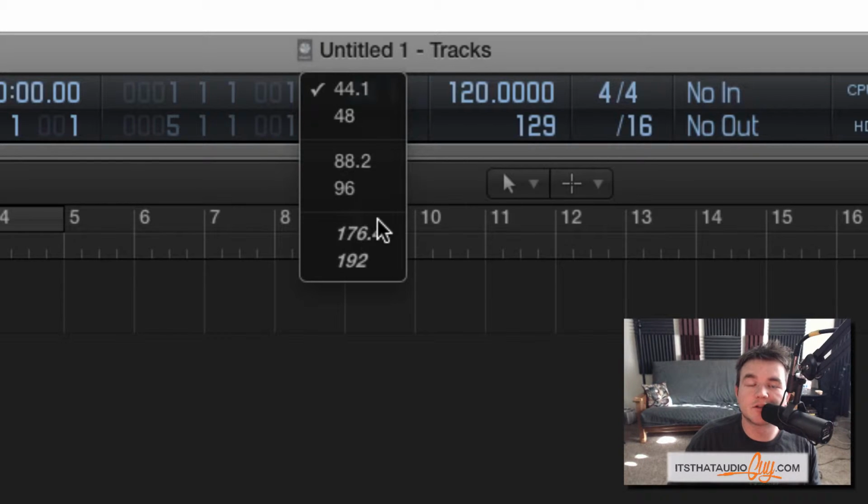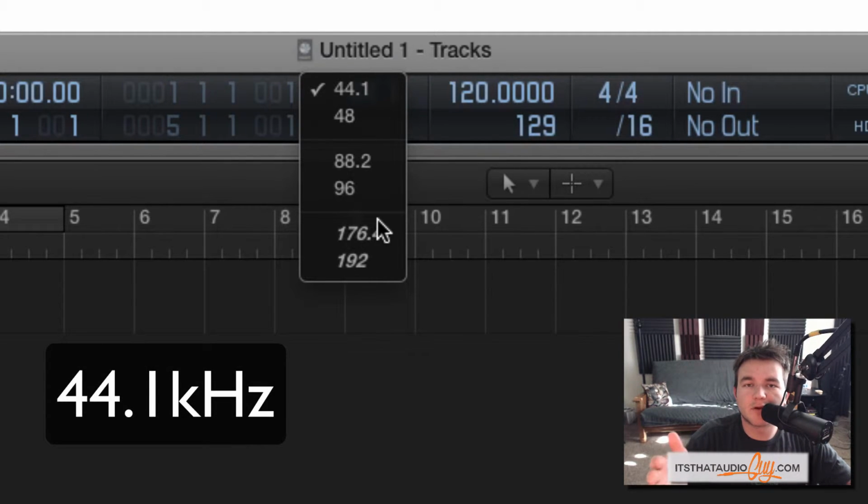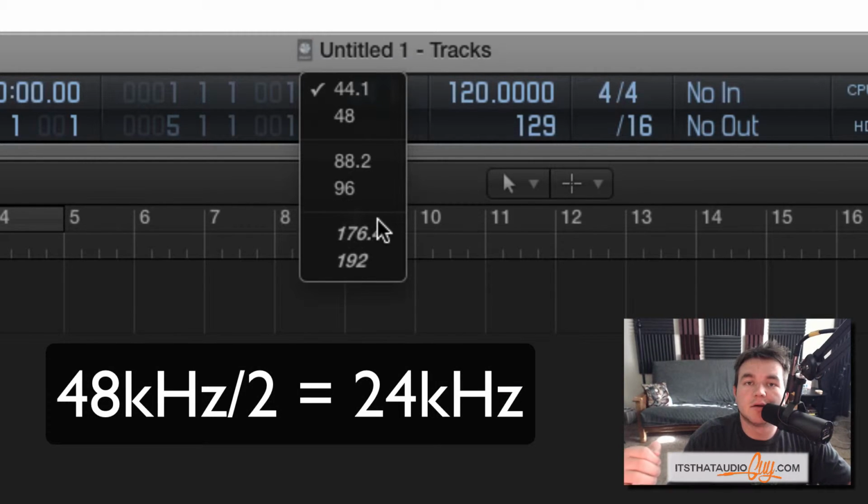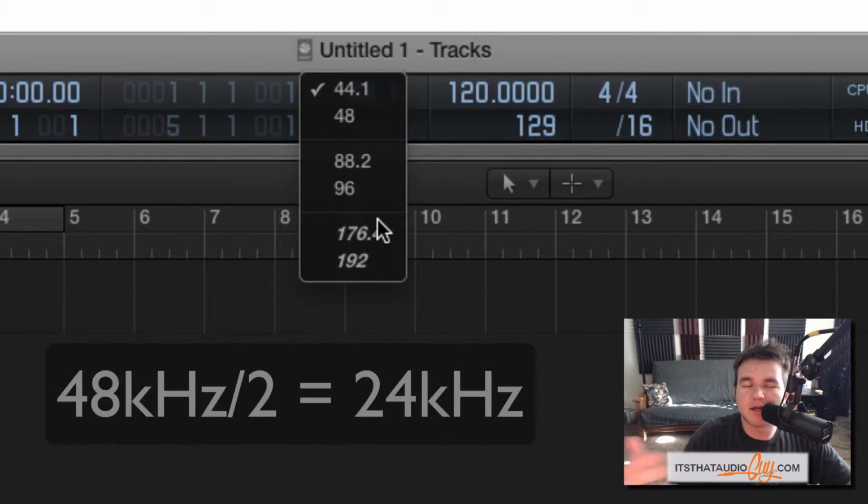Your sample rate will determine the highest frequency that you can accurately reproduce in this digital realm. What does that mean? It's a lot simpler than it sounds. If you have a sample rate of 44,100 hertz, all you have to do is divide that by 2. So you will get 22,050 hertz. If you do 48K, you will get 24,000, and so on.